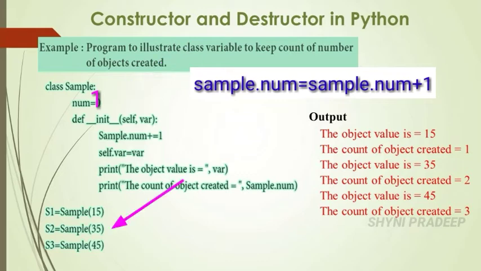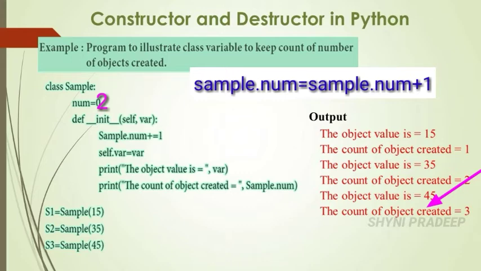See the another one, object x2 is equal to sample(35). So the object value is equal to variable, which means 35. The count of object created is equal to sample.num. Sample.num is equal to sample.num plus 1. So you have to increase one value, that is 2. And next s3 is equal to sample(45). The object value is 45. The count of object created, sample.num, is equal to increase one more value, that is 3.